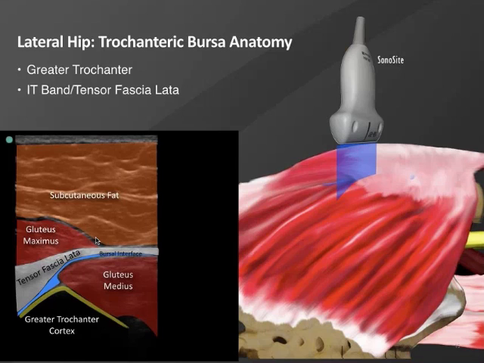As you see there, the drawing describes all these various things. There is a bursa between the iliotibial band or tensor fascia lata and the glute medius tendon, depicted here in blue. And the bony cortex is the greater trochanter cortex. This is a transverse view of the cortex with these various other structures.